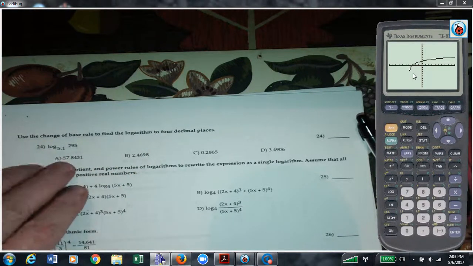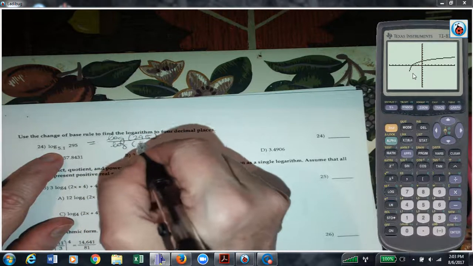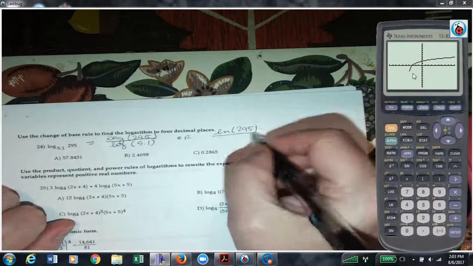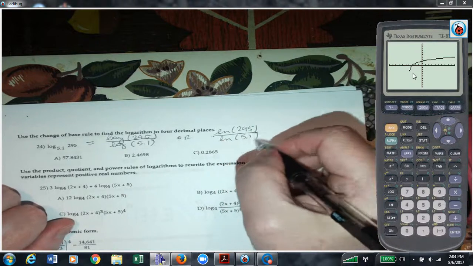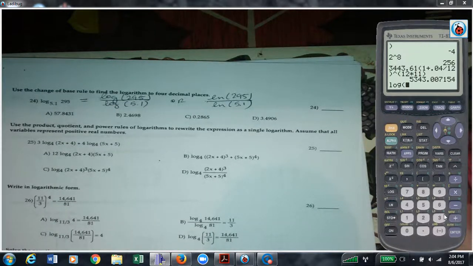Number 24, use the change of base rule to find the logarithm to 4 decimal places. Okay, so that's the same thing as, I always use the common logarithm, but you can use the natural logarithm if you want. But the thing is, you have to use the same thing in top and bottom. So it doesn't matter. The rule works for either one of those. I just automatically do log. So log of 295 divided by log of 5.1. Okay, and there's only one thing it could be, and that's D.